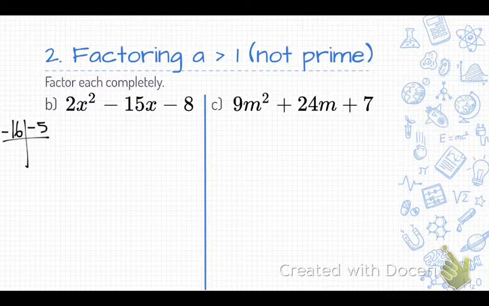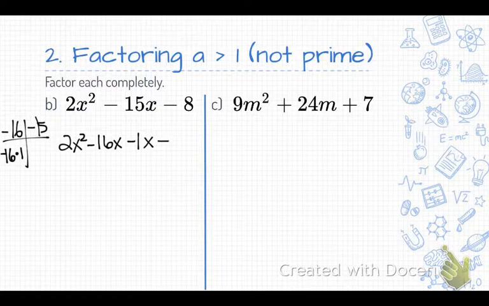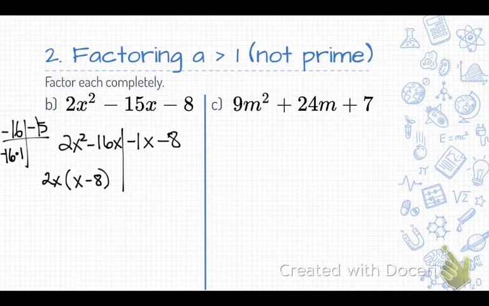Okay, so for my first one, we have what multiplies to negative 16 and adds to negative 15. Negative 16 and positive 1? Good. So I have 2x squared minus 16x plus 1x minus 8. My GCF of the left side is what? 2x. Then I have x minus 8. Is that right? Oh, sorry, it's a plus 1x. That was my bad.